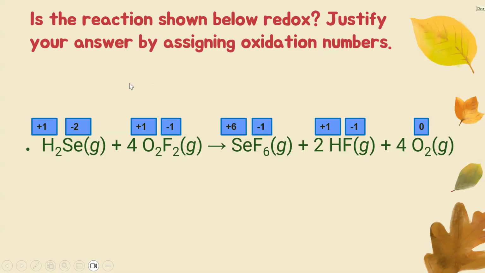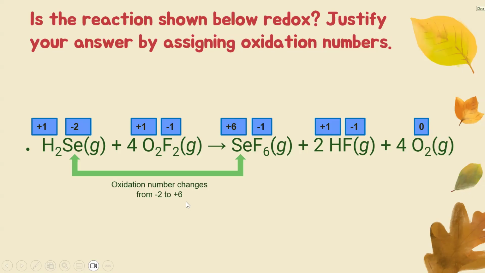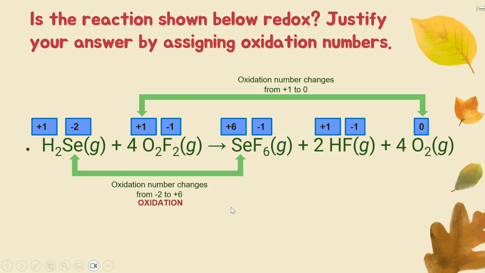So is it redox? Hydrogens all stay +1. Selenium starts as -2 and goes to +6. There is a change in oxidation number for selenium. So selenium is experiencing a change. And then we also have a change in oxygen from +1 to 0. So selenium is becoming more positive, which means it is losing electrons. And then oxygen is becoming more negative, so it is gaining electrons. So selenium is being oxidized and oxygen is being reduced. So yes, this is a redox reaction.